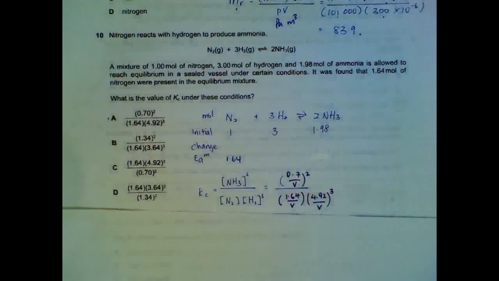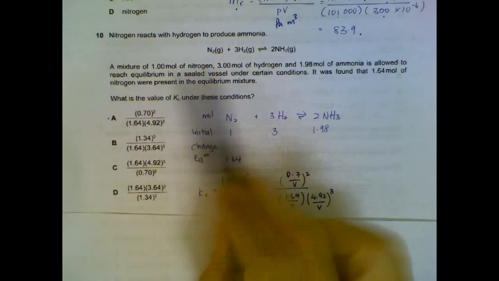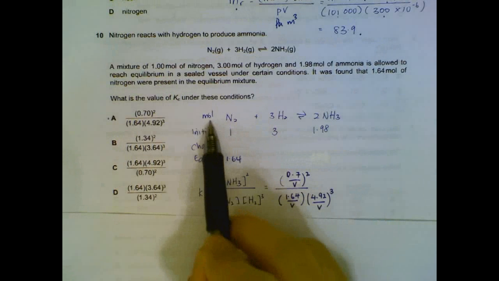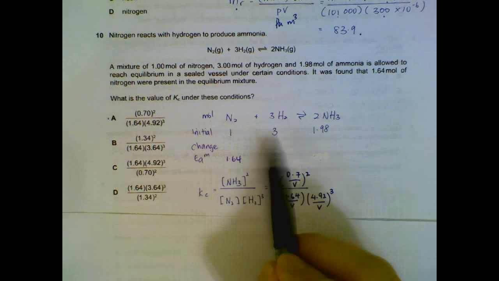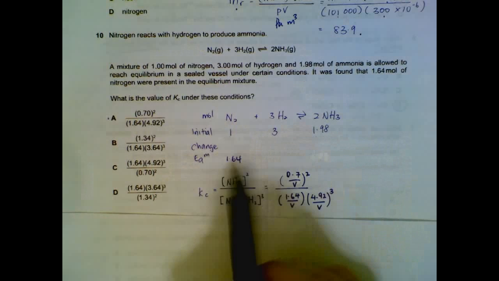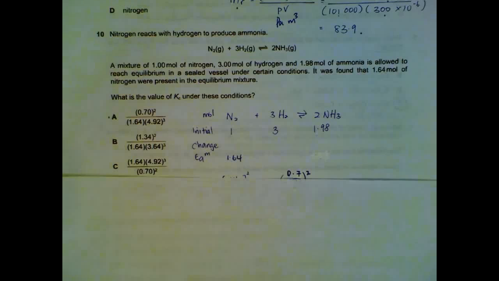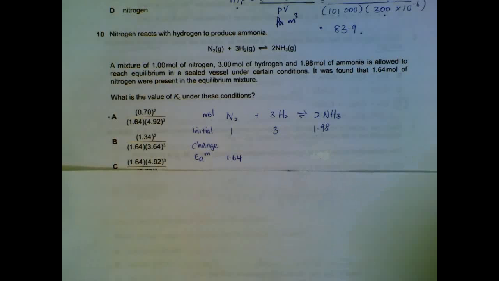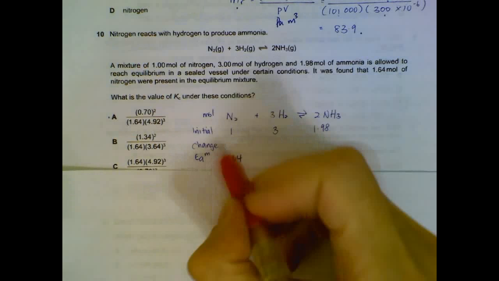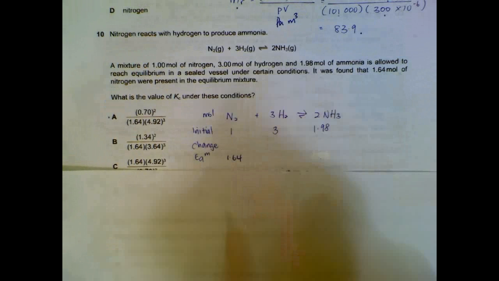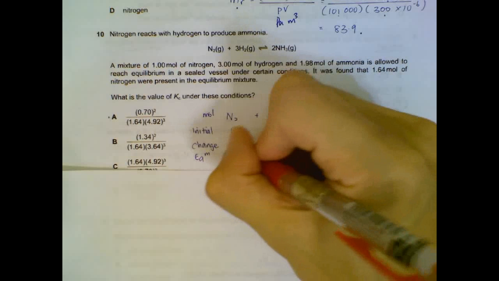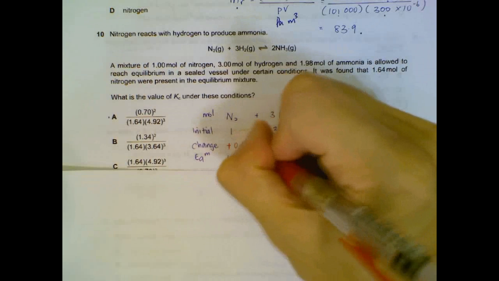Number 10, nitrogen reacts with hydrogen to produce ammonia, and then we form an equilibrium table in terms of number of moles. So at the start we have 1, 3, and 1.98. Under equilibrium we have 1.64 nitrogen. Okay, so what we can do with this information is find a change. Starting with 1, we get 1.64, that means it has actually increased by 0.64.